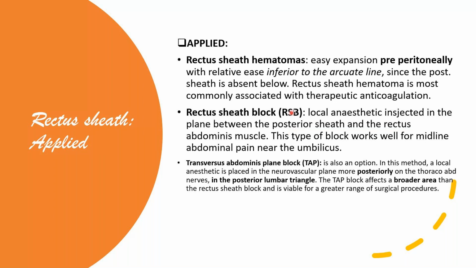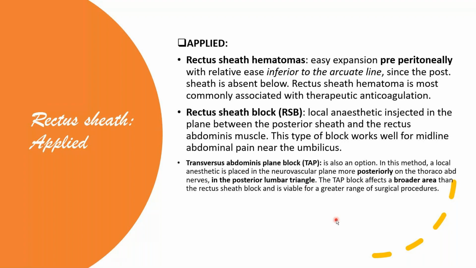A rectus sheath block is a block where local anesthetic is injected in the plane between the sheath and the rectus muscle. It gives very good midline anesthesia or analgesia, usually in the postoperative period for midline incisions. But a better method of analgesia would be giving it further laterally, what is known as the transverse abdominis block. I've just mentioned it because it becomes a comparative block to the rectus sheath block. It is not given in the anterior abdominal wall, it is given posteriorly in the posterior lumbar triangle, and it gives a broader area than a rectus sheath block, because the rectus sheath block is going to give a block only in the part of the rectus sheath.